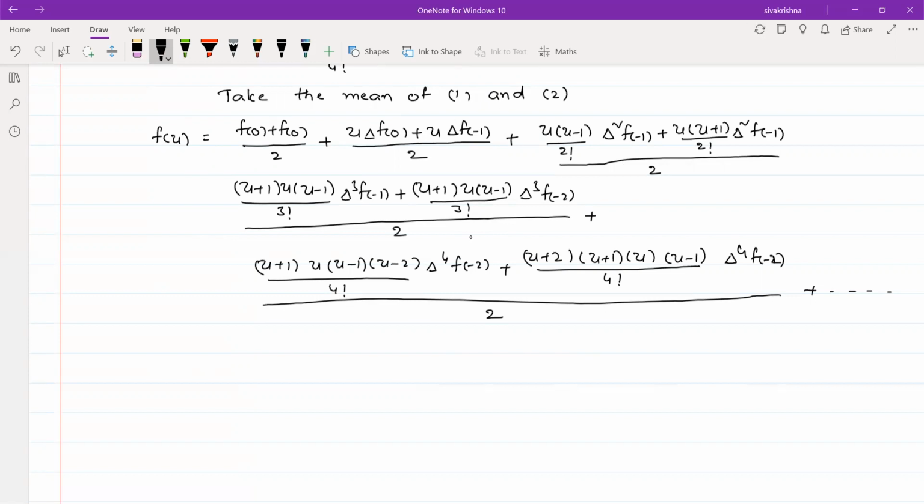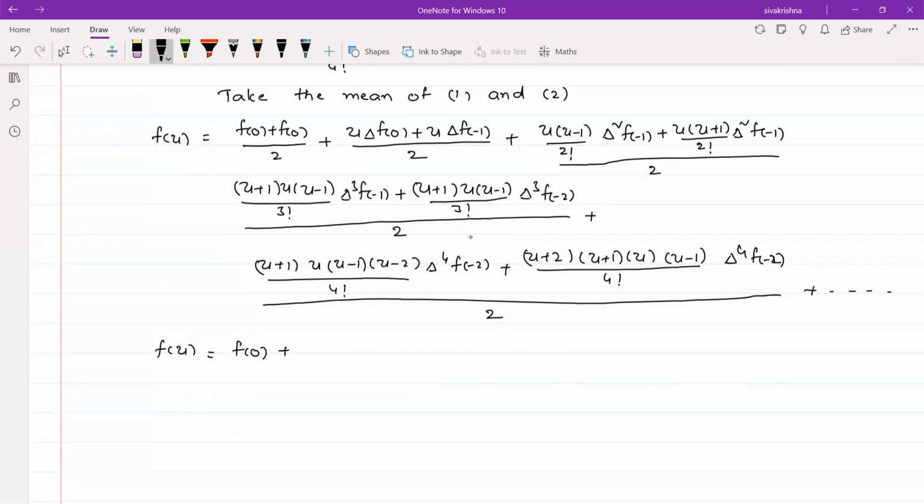Now we have to simplify the answer. On the LHS we have f of u is equal to, now coming to the RHS, f of 0 plus f of 0, we get 2 into f of 0, and the 2 in the numerator and the 2 in the denominator get cancelled, so that we get f of 0. That is the first term.